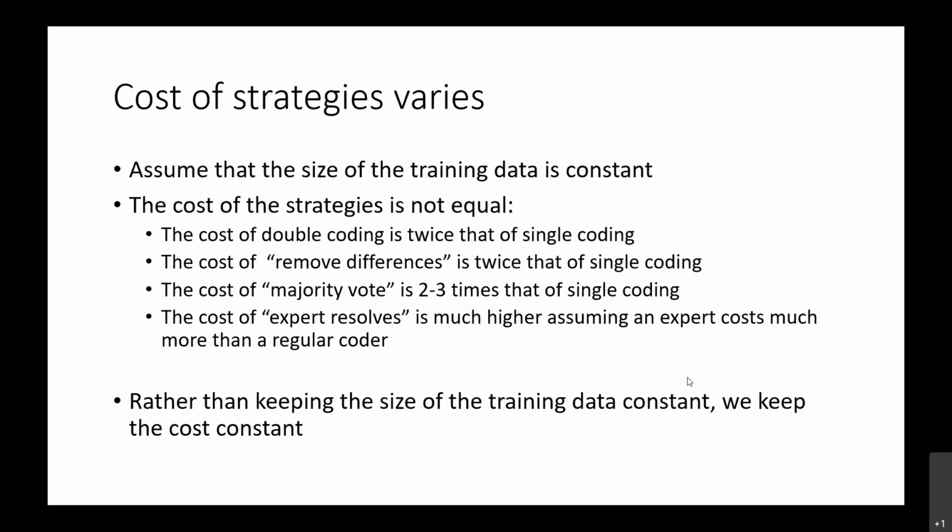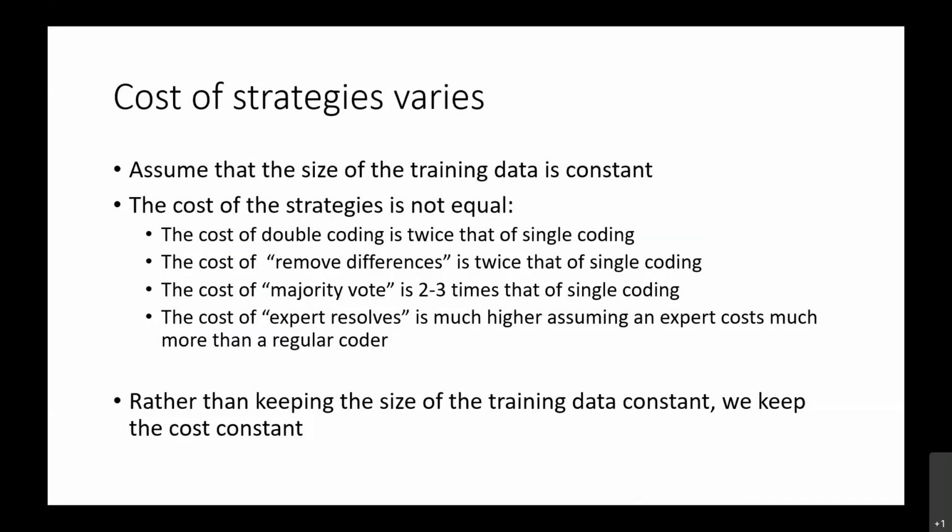All right, now one issue is that these different strategies have different costs. The cost of double coding is twice that of single coding. The cost of remove differences is still twice that of single coding because I first have to double code everything before I remove anything. The cost of majority vote is a little bit more than twice that of single coding, depending on what fraction of disagreements arise in the coding. The cost of expert resolves is much more, assuming that the expert costs much more than a regular coder. And we typically assume it's 10 times the cost of a regular coder.